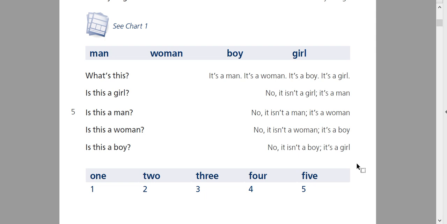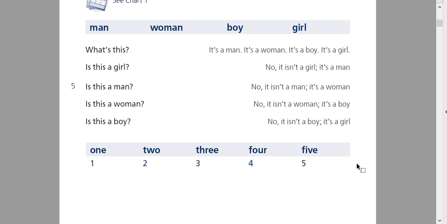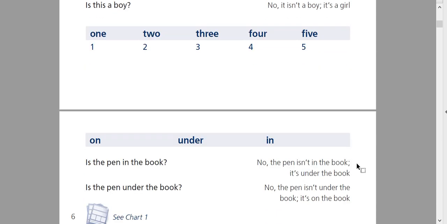On, under, in. Is the pen in the book? No, the pen isn't in the book. It's under the book. Is the pen under the book? No, the pen isn't under the book. It's on the book. Mr., Mrs., Jack, Anna.